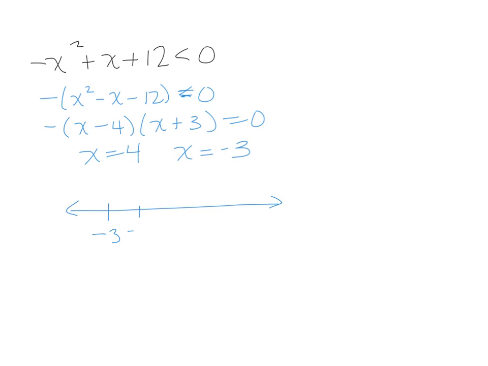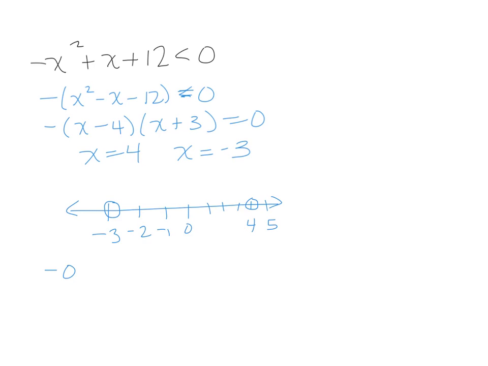Negative 3, there's 4, 5. But this time I'm going to put an open circle at negative 3 and an open circle at 4. Why is that? It's not equal. It's just a less than, not a less than or equal to. And then I'm going to test values within those regions. And I like to test 0.